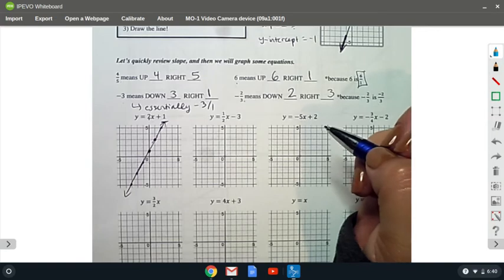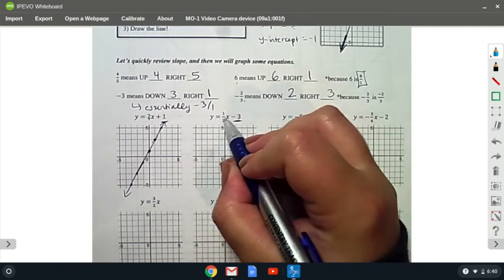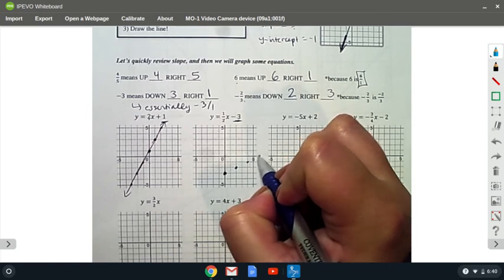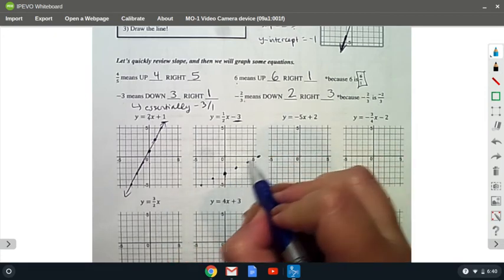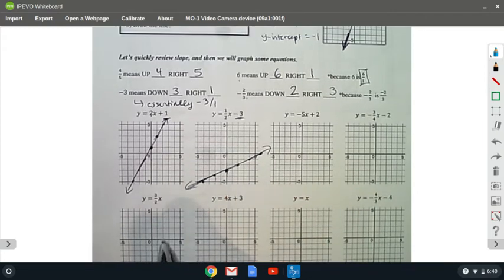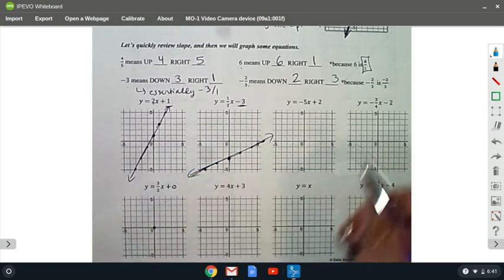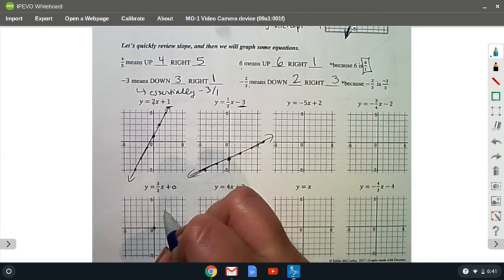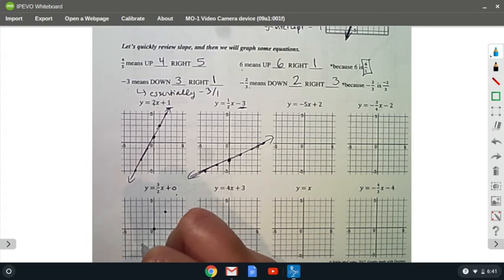Here I have 1/2 x minus 3, so my y-intercept is -3. And then my slope is 1 over 2, so that means up 1 over 2, up 1 over 2. If I want to go backwards, I go down 1, left 2, down 1, left 2. Okay, I'm going to move to this one over here. This one has no y-intercept, so that means I start at 0. I still have to put a dot there. And my slope is 3 over 2, so I'm going to go up 3 over 2. Up 3 over 2. If I go backwards, I go down 3, left 2.